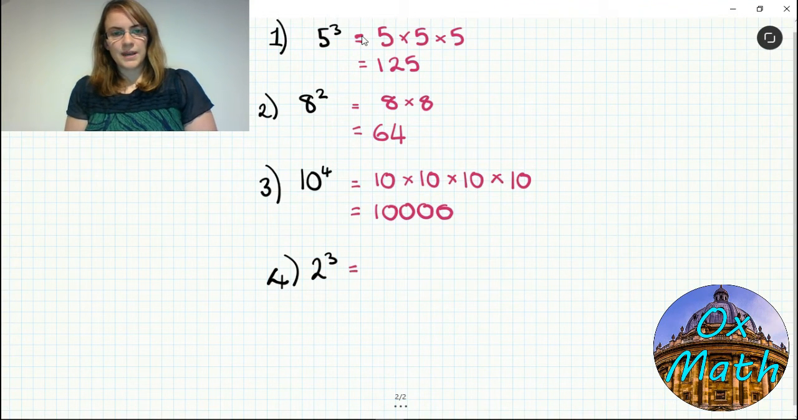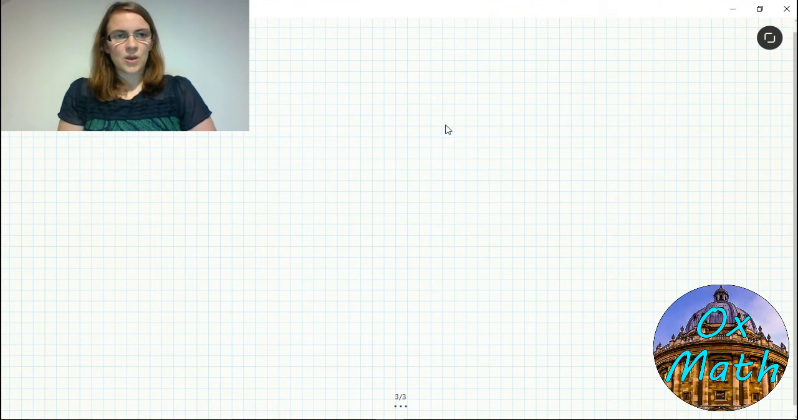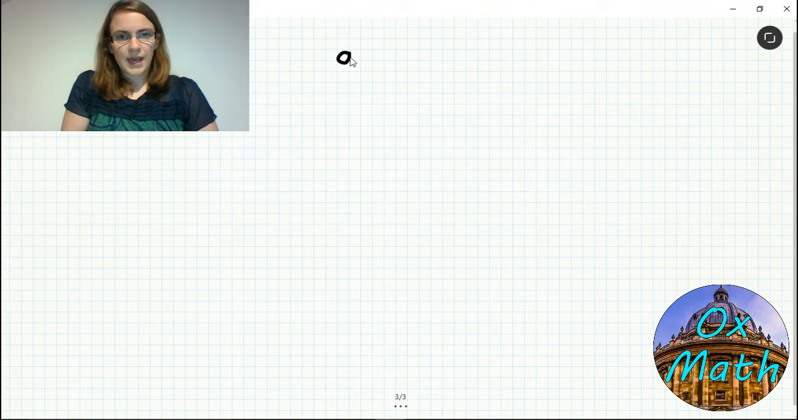2 cubed means that we need 2 3 times in a multiplication. So 2 times 2 times 2. 2 times 2 is 4, times 2 again is 8. And be very careful there, a lot of people get this one wrong and think 6. It is actually 8. So now we know what a power means, let's have a look at how we can use it in algebra. And it is actually very useful for simplifying down some algebraic expressions.